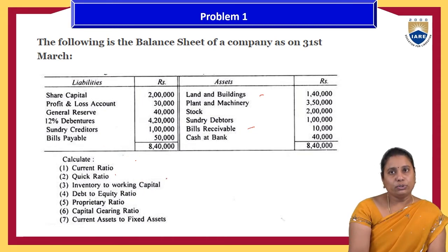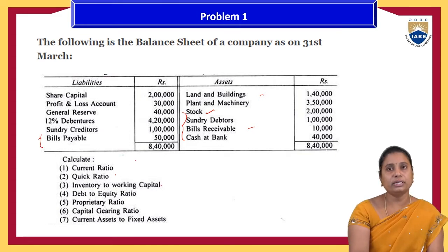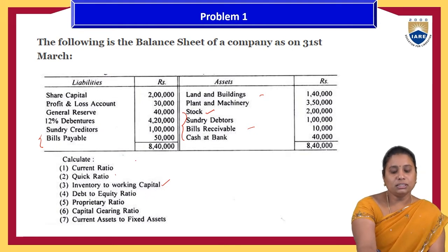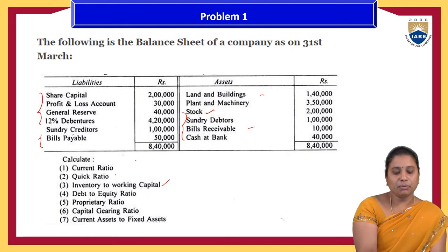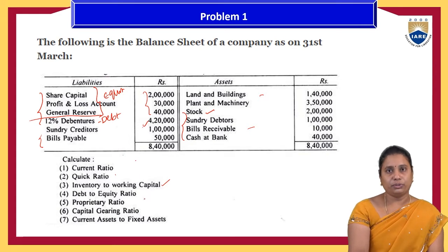Inventory to working capital ratio. Inventory means stock, and working capital means current assets minus current liabilities. So we take current assets total minus current liabilities, and then we can calculate this inventory to working capital ratio, that is inventory divided by working capital. Debt to equity ratio: in the fixed liabilities, the amount in the form of debentures is called the debt position. The remaining amount will be the equity. The proportion of these two is called the debt to equity ratio.